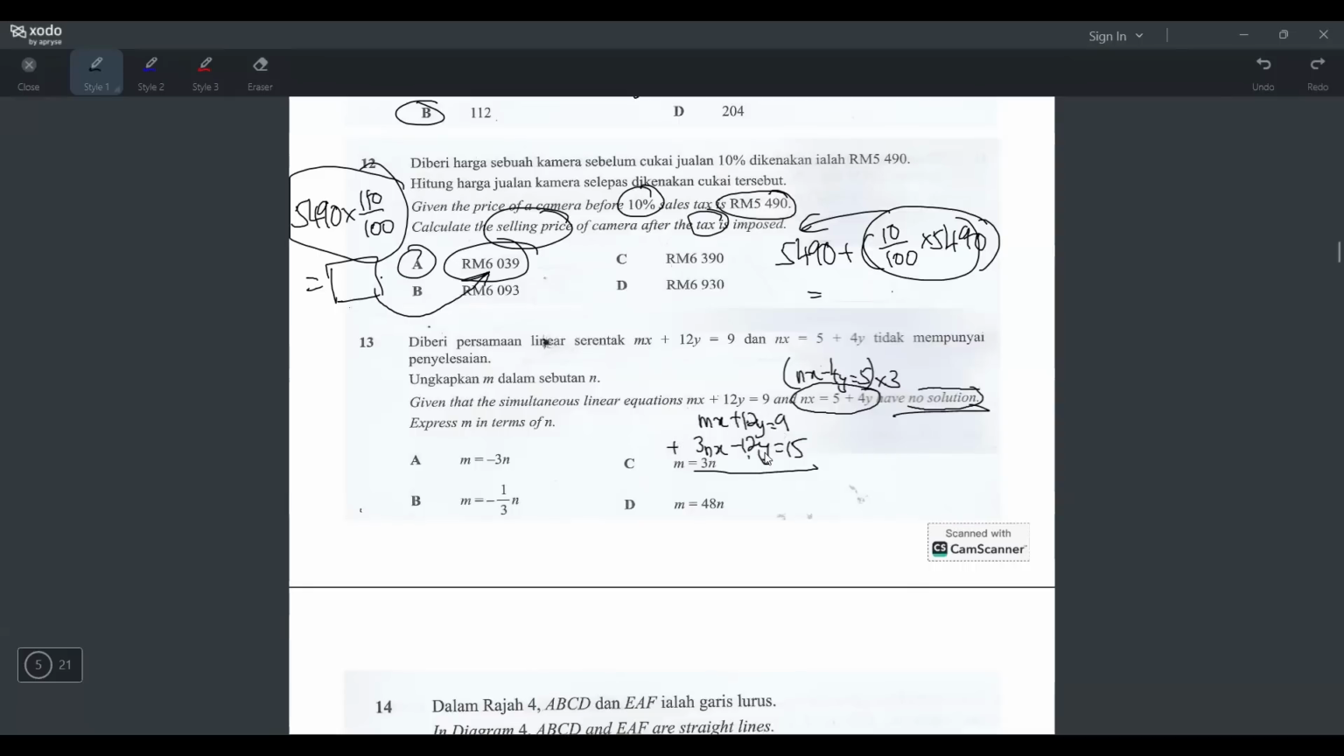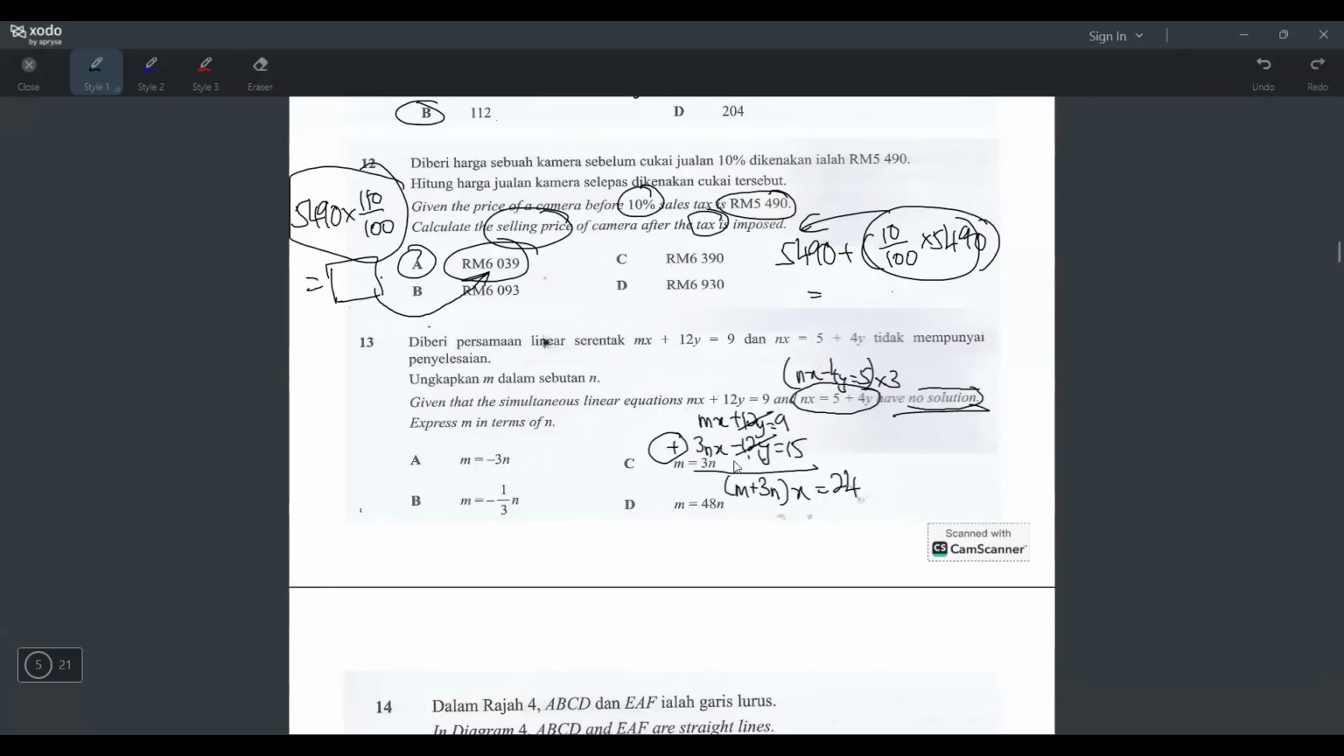Then it can be eliminated. Okay, what is mx plus 3nx? It becomes m plus 3n bracket x. Right? And then what about 12y plus minus 12y? Plus minus is minus. So 12y minus 12y is eliminated, becomes zero. And then 9 plus 15 is 24. Right? So you are left with this, right?